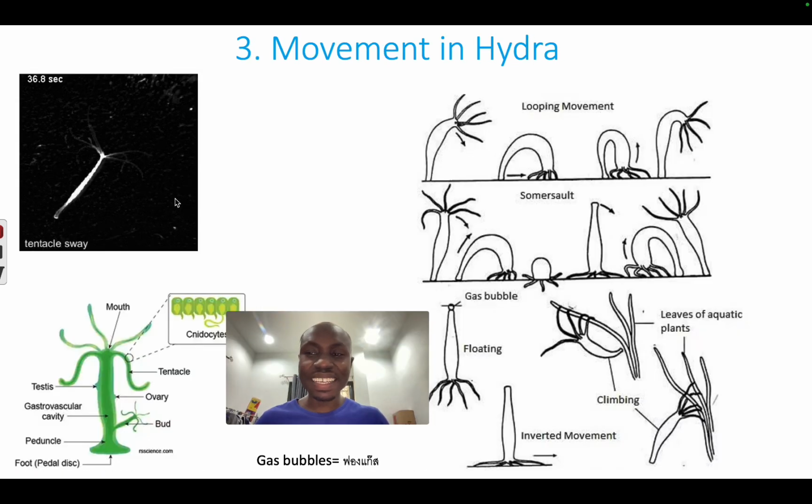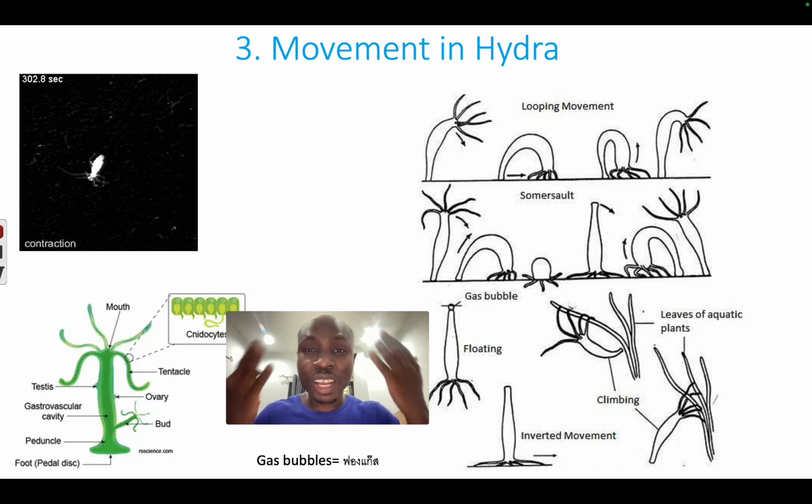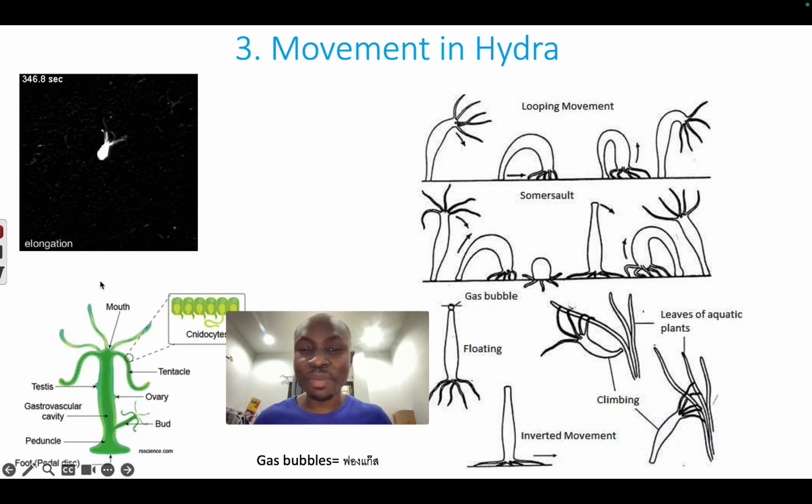The next organism we're going to look at is hydra. Now, hydra lives in water and it's about 1 centimeter to 3 centimeters in size. Let's look at the structure of hydra, okay, before we talk about how it moves.